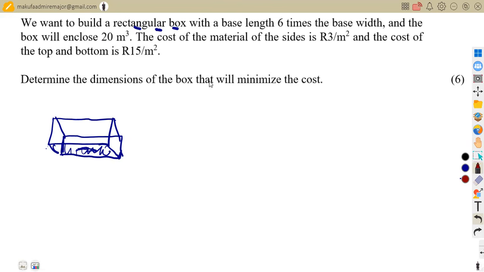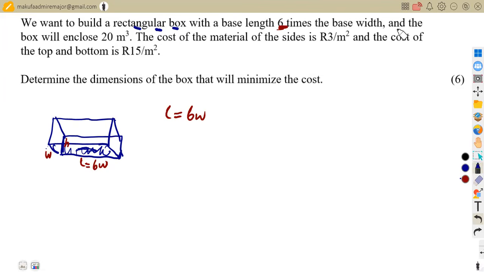We are given that this box has a base length 6 times the base width. So this is the width, this is the length, and this is the height. They are saying the length is equal to 6 times the width, an expression that we are given. The height is not affected. It's going to remain as it is. So wherever we see the length, it is going to be 6W, 6 times the width. You can write the base width as B, for the breadth, or you can just use W for the width. It's one and the same thing.